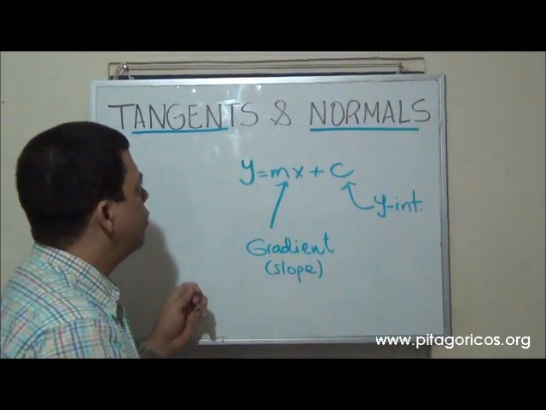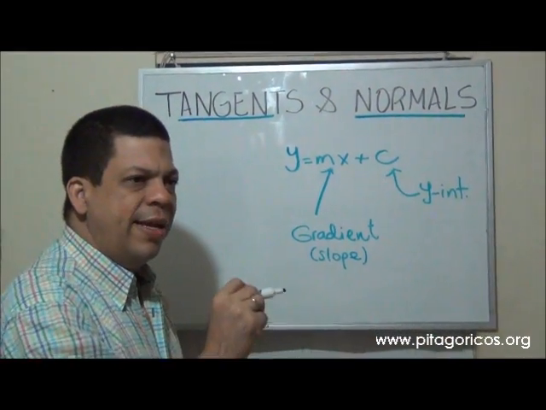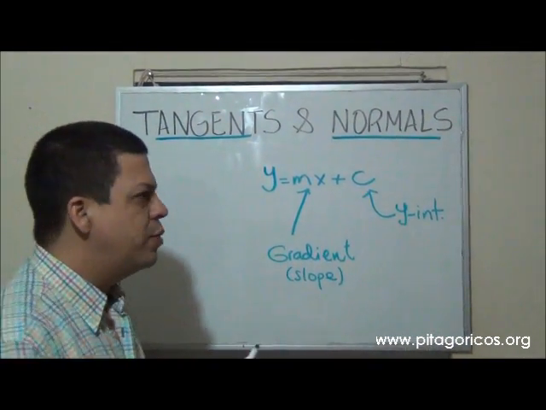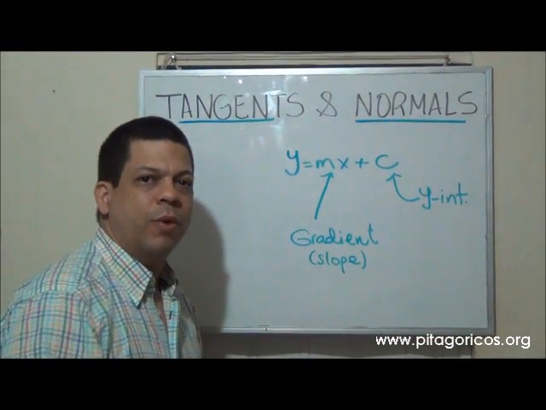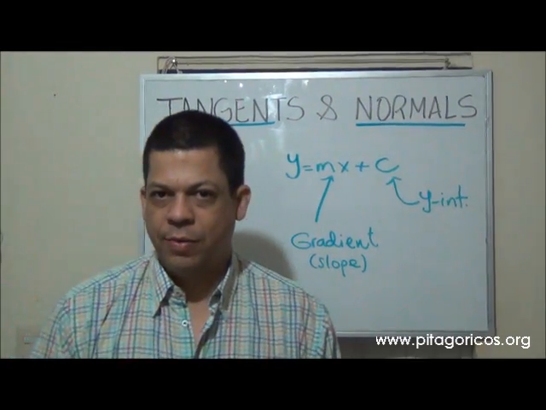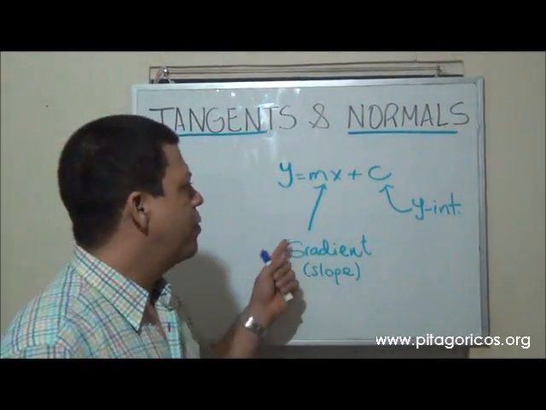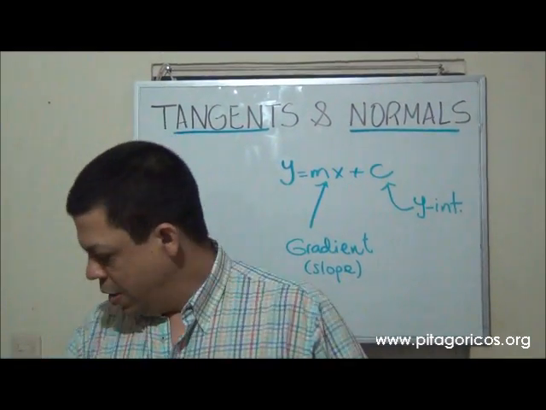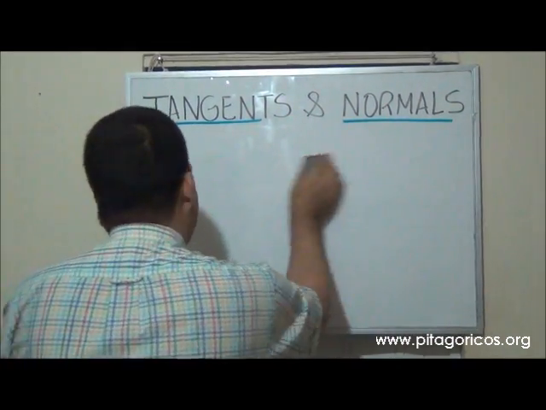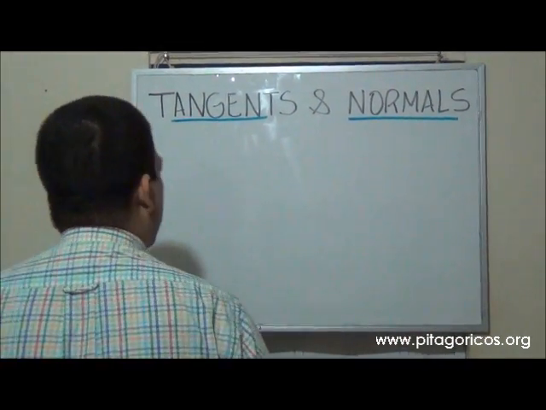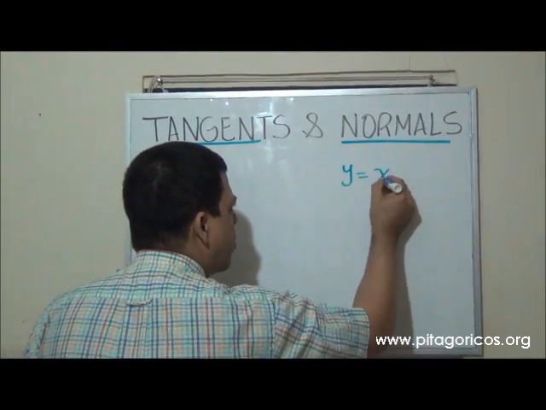So if we want to find the tangent or the normal to any curve, we need to find the gradient and the y-intercept. And this is what we study in mathematics SL. So let's do an example to see how to find these two values. Let's suppose that we want to find the tangent to a curve. Let's use a very simple curve, such as y equals x to the power of 2.